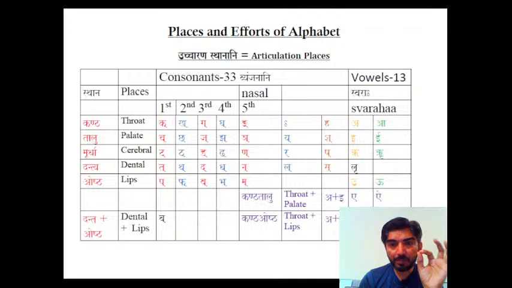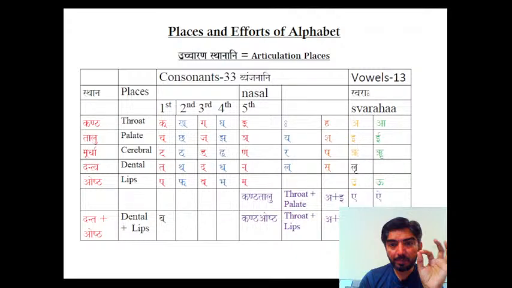Now let us understand the last 3 external efforts: udattaha, anudattaha and swaritaha. Students, follow me and speak this spelling: udattaha, anudattaha, swaritaha. Now here you read which letters have these external efforts. You can see for all vowels there is udatta, anudatta and swarita. So these 3 are the external efforts for all vowels, students.